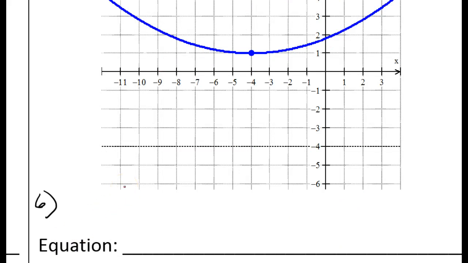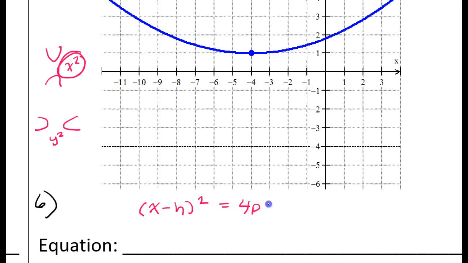For number 6, they want us to write the standard form equation for this parabola. The standard form equation comes in 2 flavors, 2 slightly different versions. One is for vertical parabolas, and the other one is for horizontal parabolas. If the parabola is vertical, the x term will be squared. If the parabola is horizontal, the y term will be squared. Since this parabola is vertical, opening upward, I'm going to choose the model that has x squared. That model goes x minus h squared is equal to 4p times y minus k.